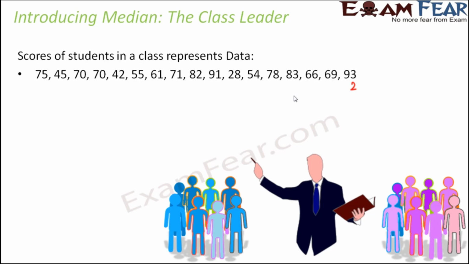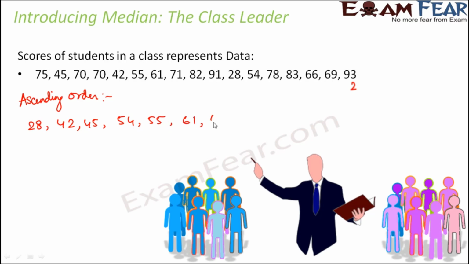So for that, what is our first step? First, let us arrange the data in ascending order. So we get something like this: 28, 42, 45, 54, 55, 61, 66, 69, 70, 70, 71, 75, 78, 82, 83, 91 and 93. Now please remember that even if you have repeated data, for example 70 is repeated twice, you write it twice. You just need to arrange it in ascending order.